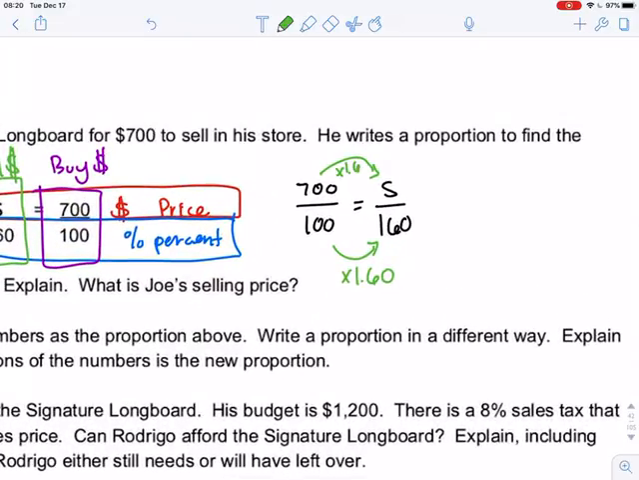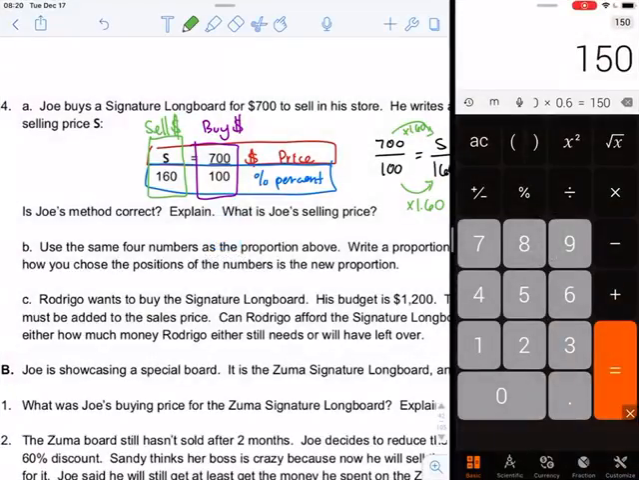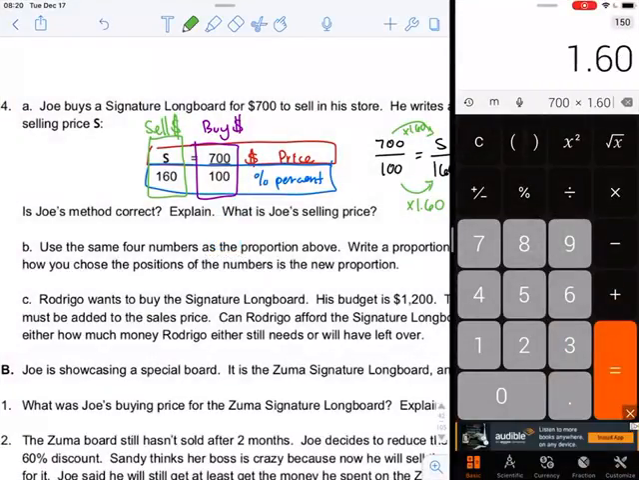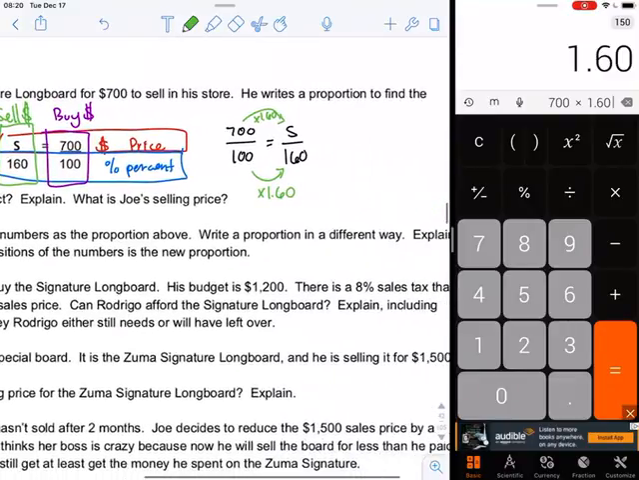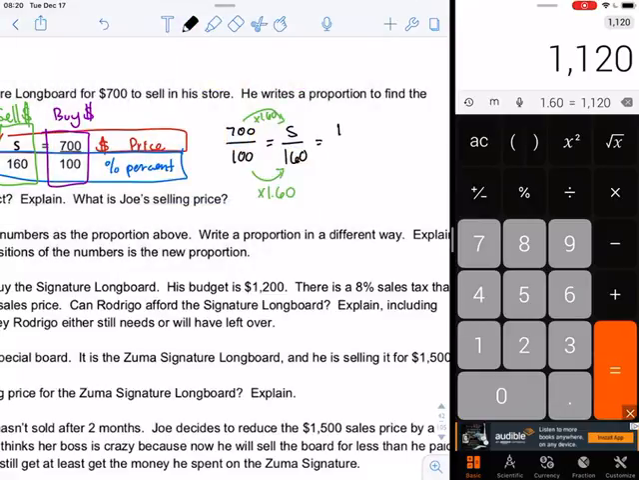700 times 1.60. Okay, so into my calculator that will go 700 times 1.6 or 1.60. The 1 is the 100%. That's the cost that he buys it for. 60% is the markup. So together, markup and buy price, he's going to sell this board for $1,120. Okay, that's his selling price.